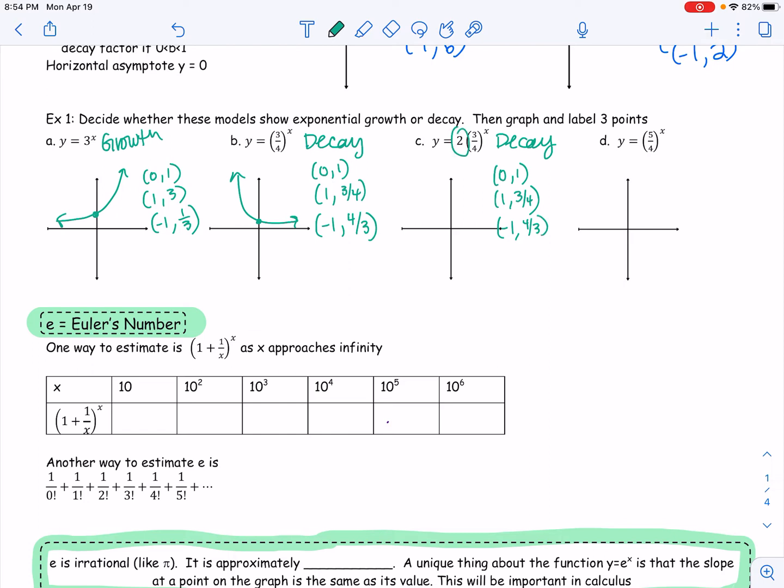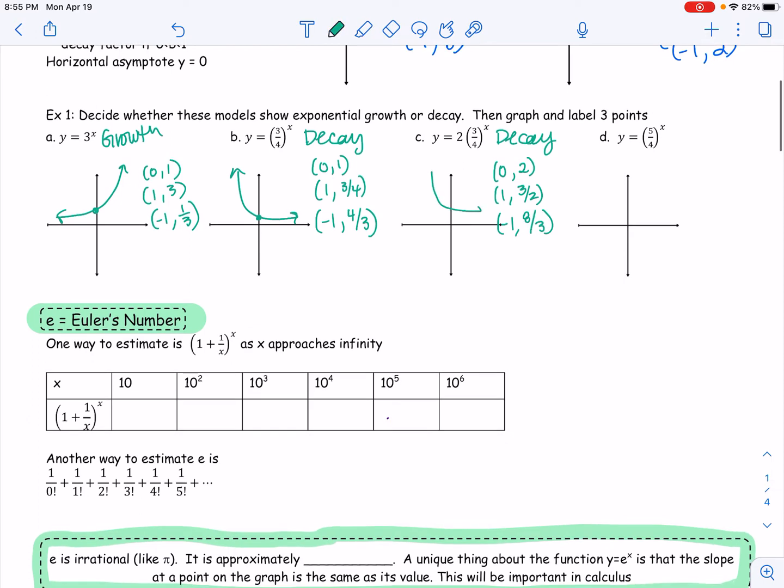However, there's that vertical stretch. There's that initial amount. So all of your y values are going to get multiplied by 2. We already know this because of our lesson yesterday. So really this is going to be 0, 2. 3/4 times 2 is going to actually be 3/2. And then 4/3 times 2 is actually going to give us 8/3. And so something like this.